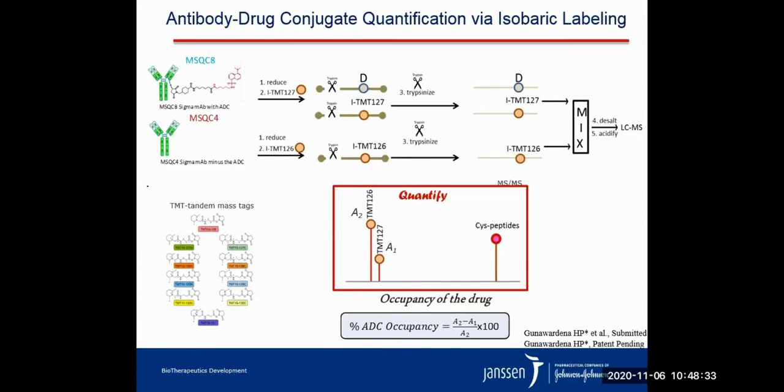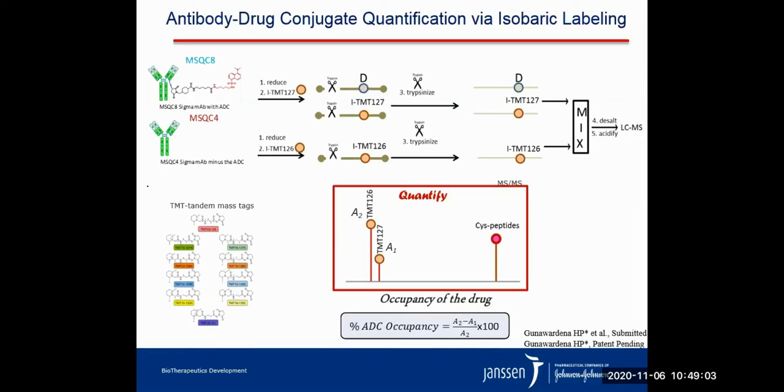Here we are using tandem mass tags to create isobaric labeled peptides to estimate the occupancy of a small molecule drug conjugated to antibody. As shown in the diagram, the workflow starts with labeling the unconjugated cysteine site of a protein of the ADC sample, and the same antibody without the drug, which we call a mock sample, is then labeled with a first pair of cysteine reactive TMT reagents, or iodo-TMTs.